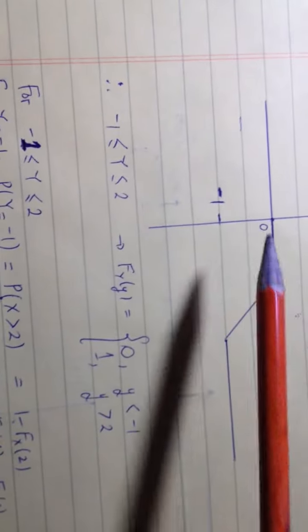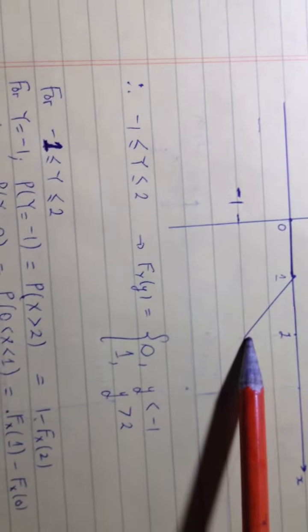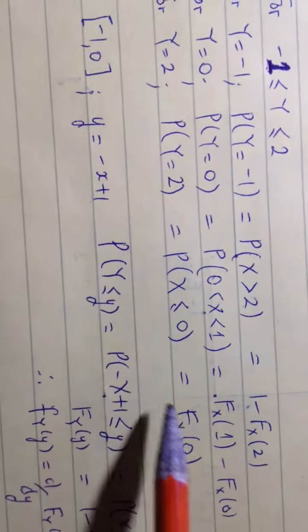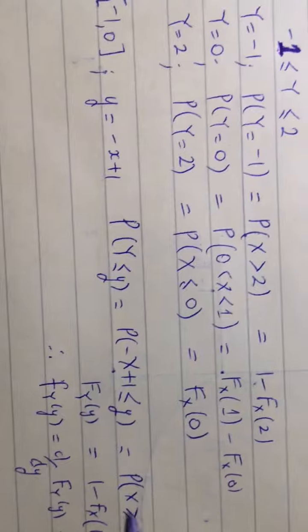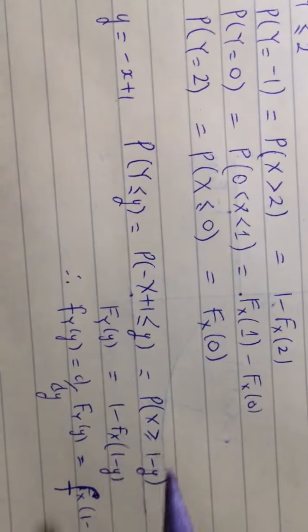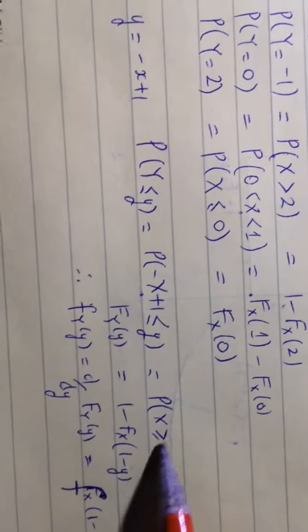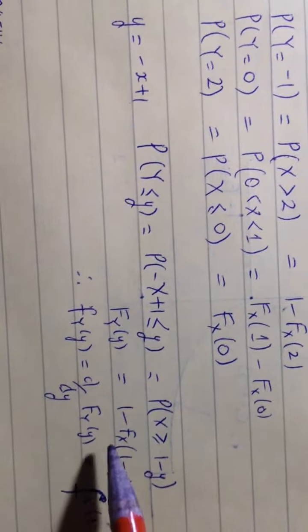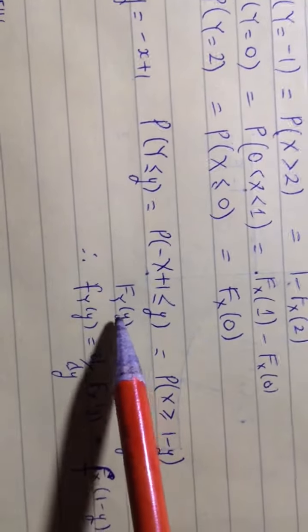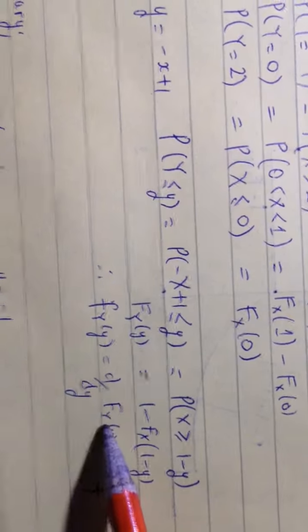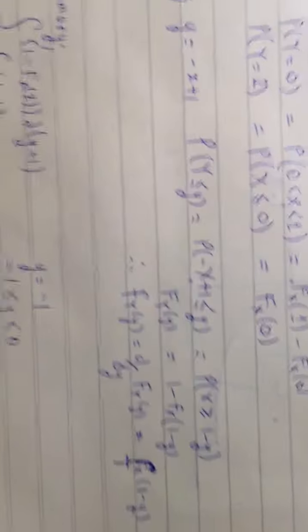here, where y is equal to -x plus 1, the probability that y is less than y, substitute for y here, this value, and then make x the function, we get 1 minus y, and this becomes a familiar looking function of the CDF of x. So this becomes the CDF of y as this, and we differentiate the CDF of y to get the PDF of y, which is this.